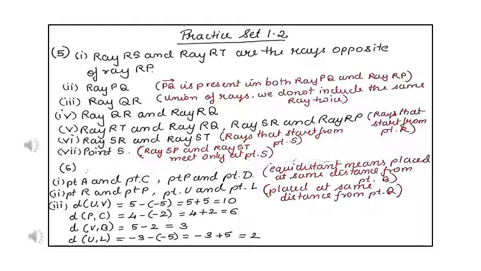Similarly, we calculate the distance between PC, which is 4 plus 2, which gives me 6. Next, distance between VB. Just try to locate the points and then see their coordinates and then calculate. So here my distance is 3. And the last one, distance between UL. So minus 3 minus 5 gives me minus 3 plus 5, which is 2.